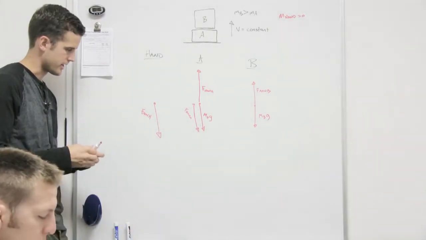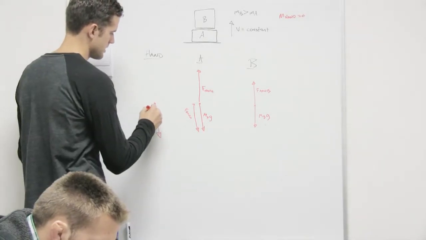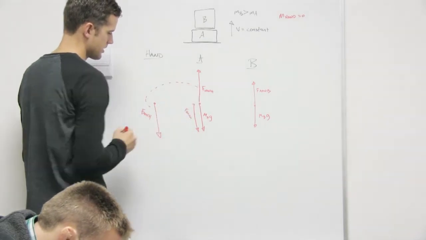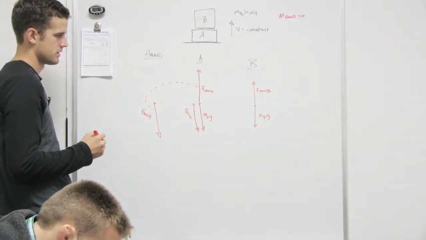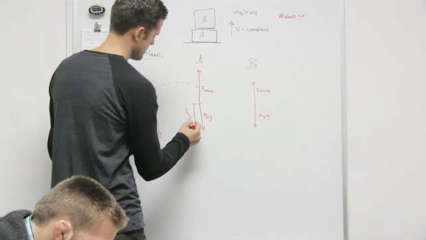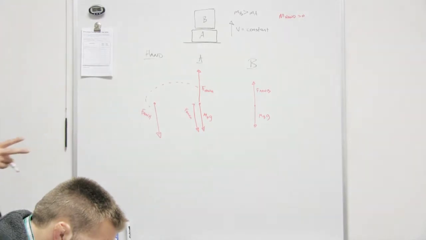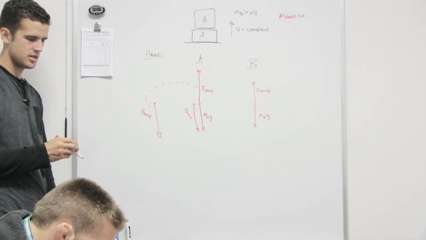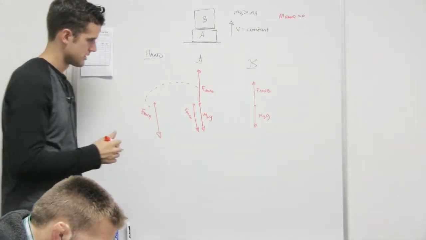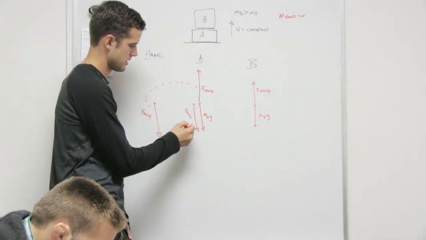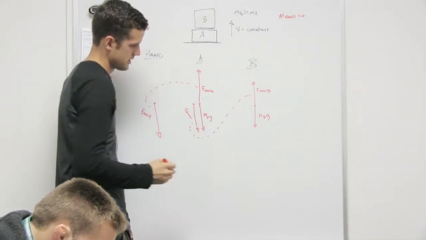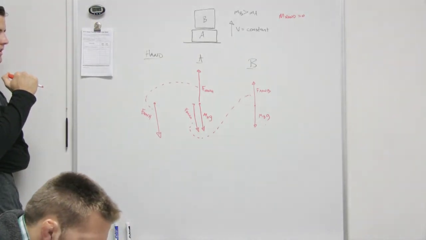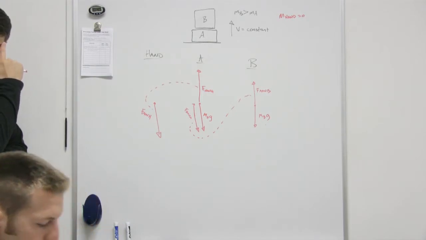And then connect your action-reaction pairs. The reaction is FH on A and FA on H. And then MAG and MBG. Are those action-reaction pairs though? Is one causing the other? Oh no, it's gravity. FB on A and FA on B. Right.